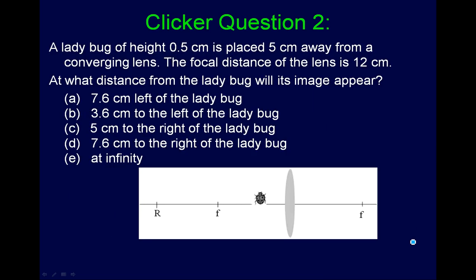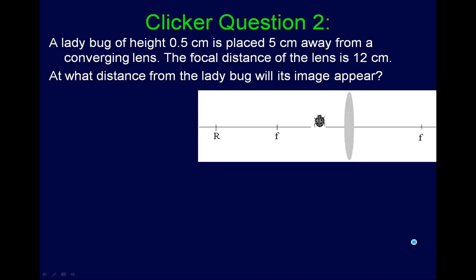Okay, so here's an old test question. A ladybug of height 5 centimeters is placed 5 centimeters away from a converging lens. The focal distance of the lens is 12 centimeters. At what distance from the ladybug will its image appear? This one might take a little bit more time, so pause and try working through it, and then I'll go through and give you my solution. All right, when I did this, I got the answer to be B. So let's go through and look at this.